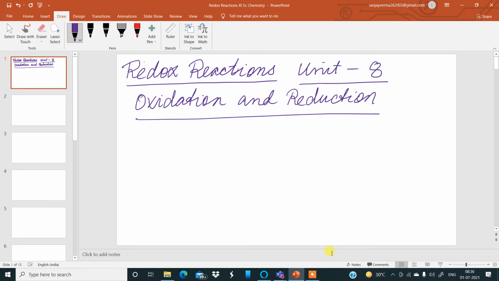Redox reactions, oxidation and reduction. Now, when you were in junior classes, class 9 and class 8, you learned a little bit about oxidation and a little bit about reduction. Oxidation you have learned is gain of oxygen, loss of hydrogen, and reduction you have learned as what? Tell me. Loss of oxygen and gain of hydrogen. In terms of oxygen and hydrogen.